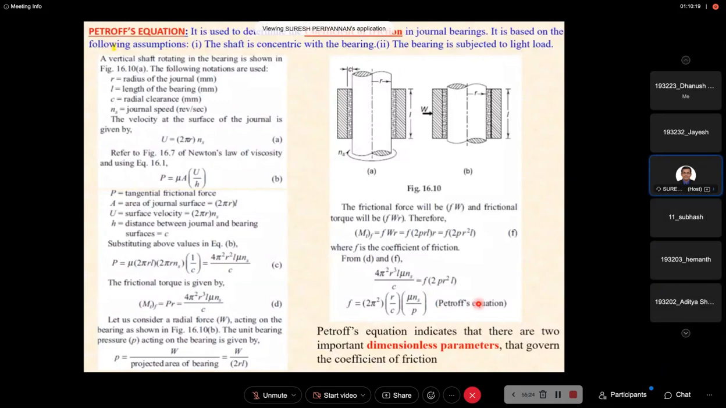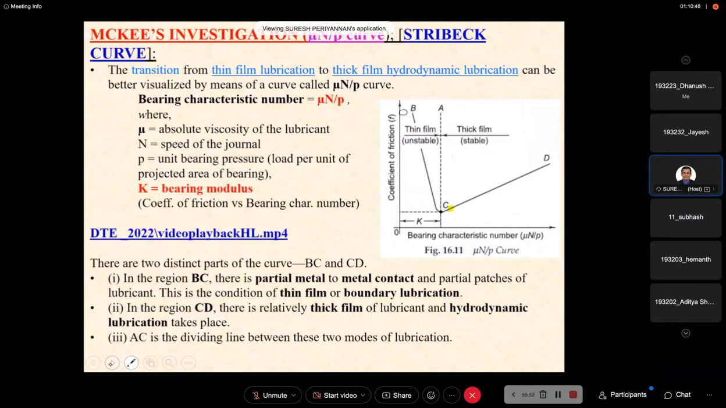Now, in this equation, there are two constants. One is R by C. Another one is, the Petroff equation indicates that there are two important dimensionless parameters. One is R by C, another one is mu Ns by P, for finding the coefficient of friction of the fluid, the coefficient of friction of the lubricant, lubrication oil.